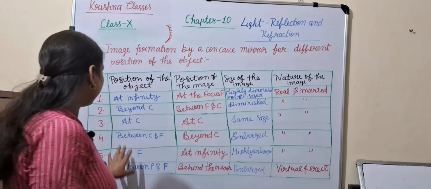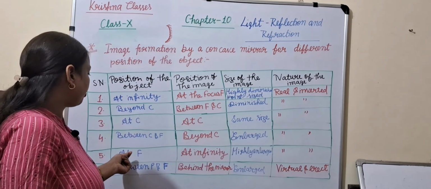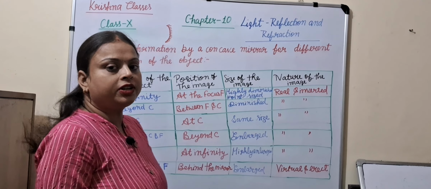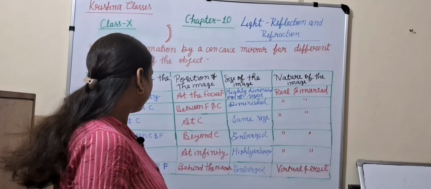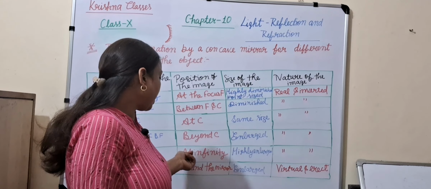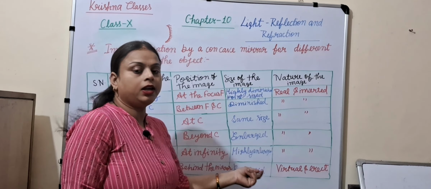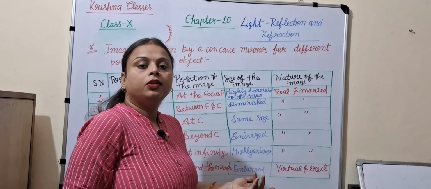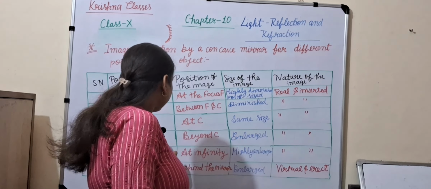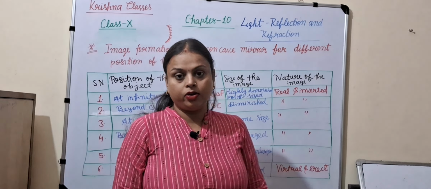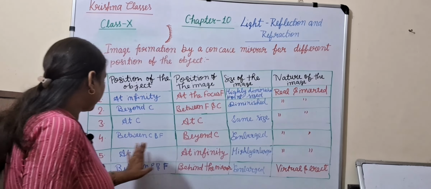Okay, now come to the next point. What is the position of the object? At F. It means the object is present at the focus, at that time the image is formed at infinity, and the size of the image is highly enlarged. It means much larger than the object, and what is the nature? Same, real and inverted. Now come to the next point.